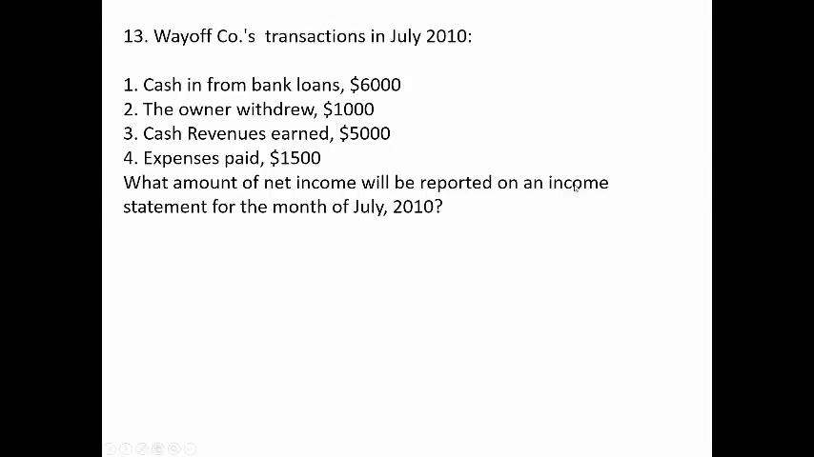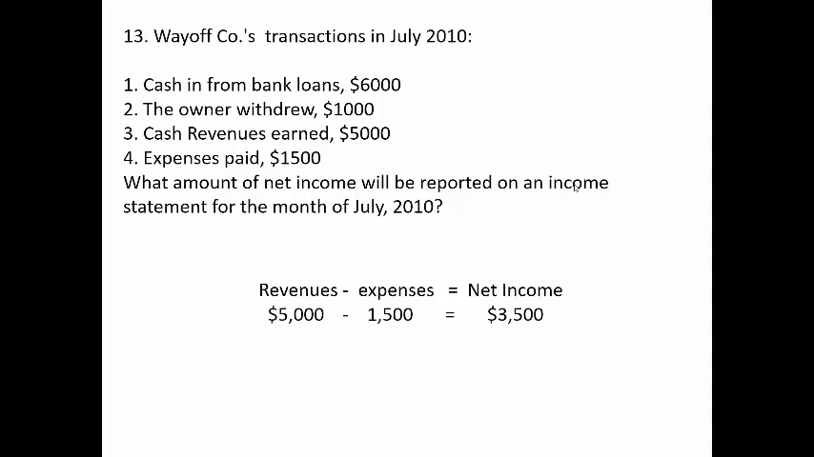So an income statement means all we care about are revenues and expenses. The only revenue on this set of four transactions would be the $5,000 for cash revenues earned, and the only expenses would be number 4, expenses paid, $1,500. So therefore, $5,000 minus $1,500 will be $3,500 net income. So again, revenue is selling a product or a service, and it requires a customer.